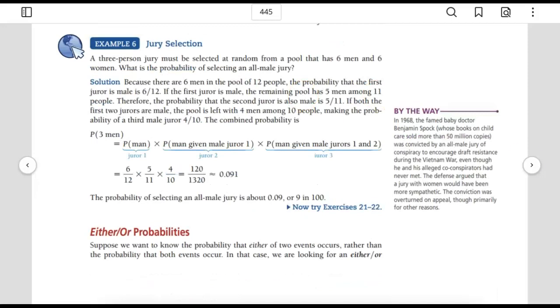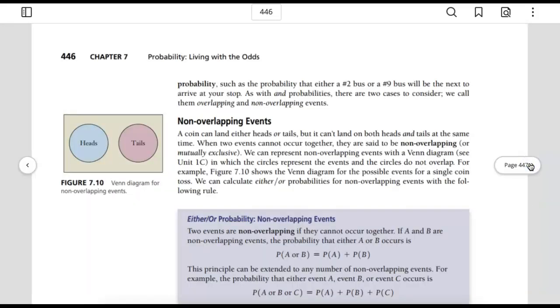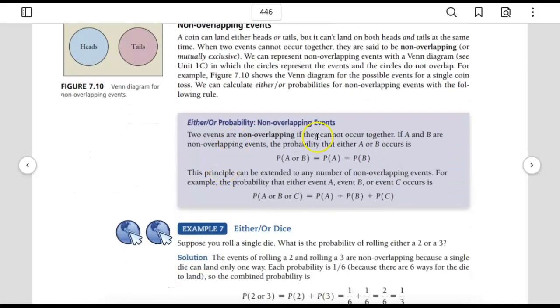Also on the next page, we see the difference between non-overlapping and overlapping events. Sometimes they're called mutually exclusive events if they're non-overlapping. So for instance, when we toss a coin, it's either going to be heads or tails. It cannot be both. So that would be an example of a non-overlapping event. And if you want to find the probability of non-overlapping events combined with the word or, then we would add those individual probabilities together. But they must be non-overlapping in order to just add them together like this.